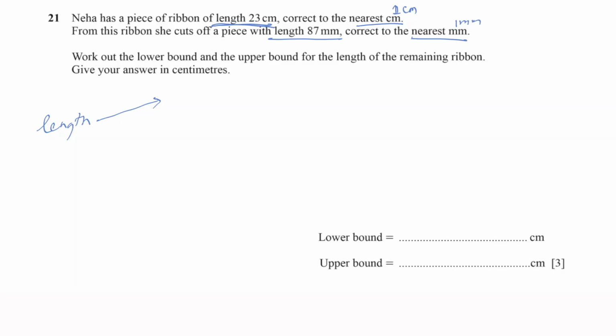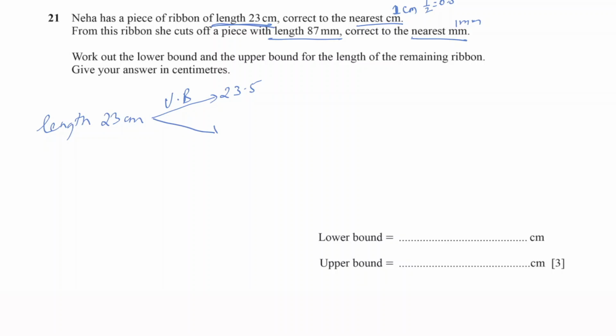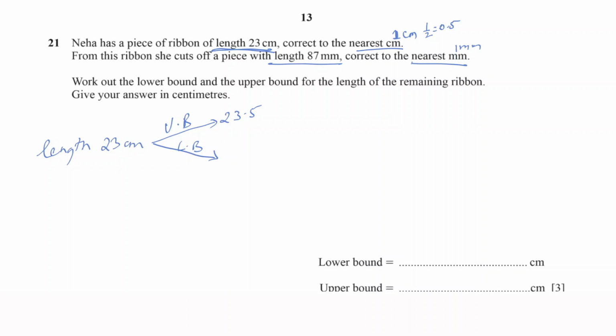Now if it is nearest 1 centimeter, how can we find out the upper bound? What we have to do is divide this 1 centimeter by 2. 1 by 2 gives you 0.5. And if I add 0.5 to this length, 23 centimeter, I'll get the upper bound, that is 23.5. 23 plus 0.5 gives you 23.5. That gives me the upper bound. By the same method, to get the lower bound, we have to subtract 0.5. It means that we will get 22.5, right?